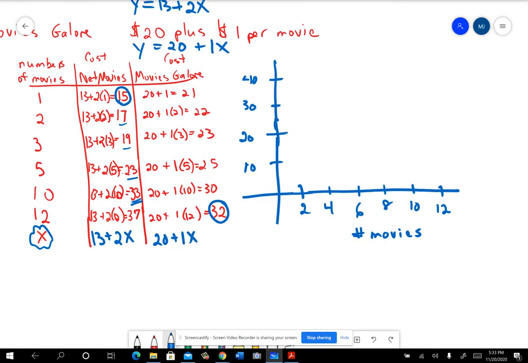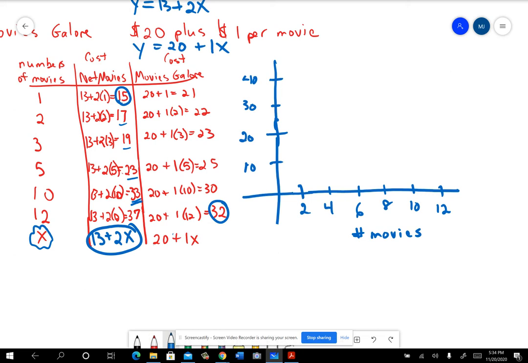I'm going to plot one of them in red and one of them in blue. Okay. All right, so let's do Net Movies. Let's do this one in blue, and then I'm going to do this one. Let me change it to red. Do this one in red. So you can see the difference. All right, so let's do the Net Movies.